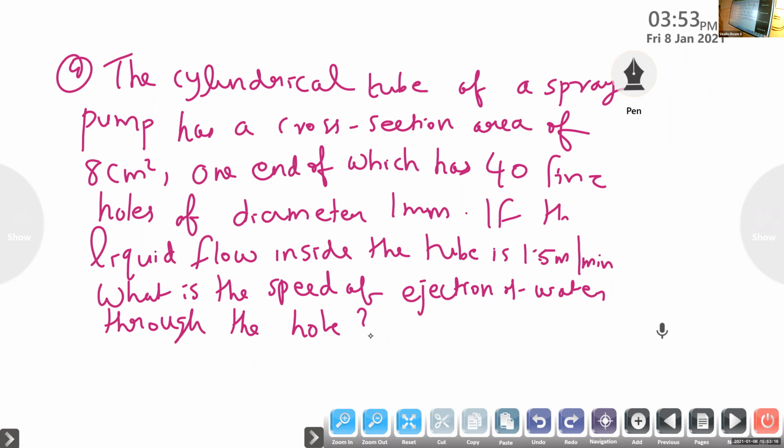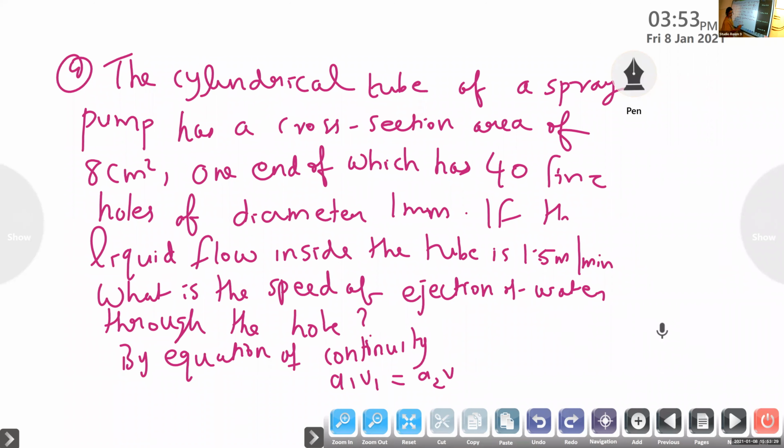So you can write by the equation of continuity, A1 V1 is equal to A2 V2. Inflow and outflow. Now, see the problem, children. Here, so many inputs are given, but each input is given in different units. So you need to convert everything into meter. Minute, you have to convert into second. Centimeter, you need to convert into meter. After doing that, we have to proceed. Clear?